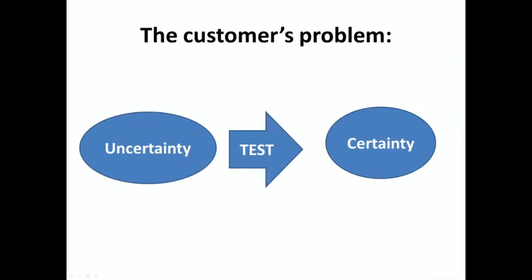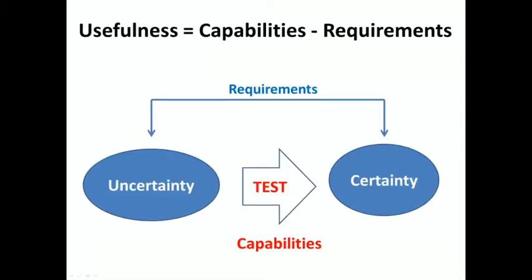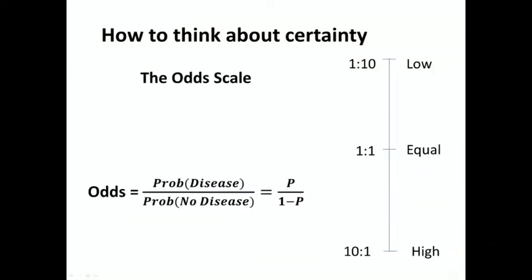But the general problem here is that a test needs to be able to accomplish this task of moving from uncertainty to certainty. So the usefulness, the way I like to think about it, is a test's capability to resolve uncertainty relative to the requirements. So the doctor is looking at the uncertainty they have. They want to get to a certain state of certainty, and can the test bridge that gap? And a test, if it can, would be useful.